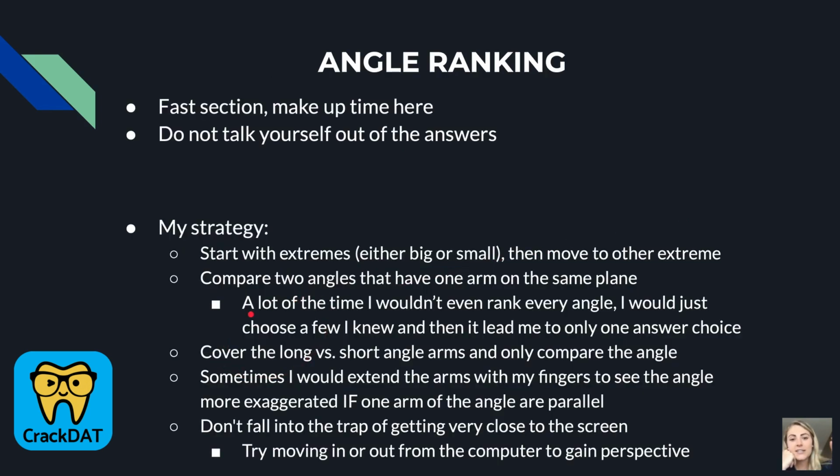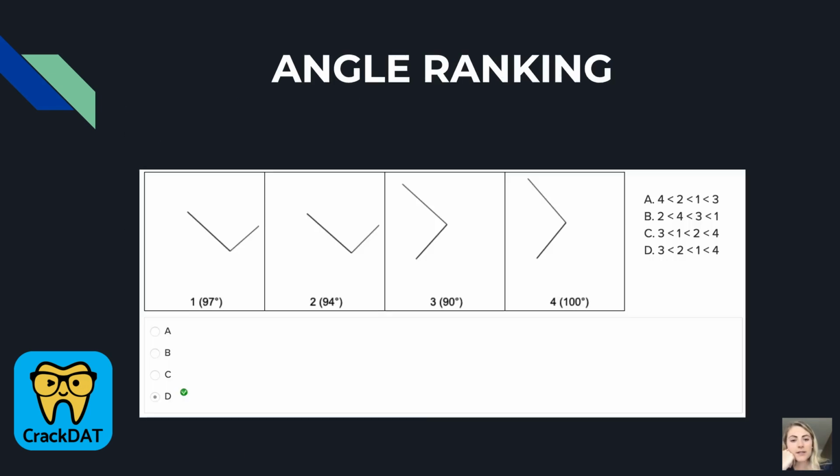Other tips are cover the long versus short angle arms, and only compare the angle. Sometimes they're really egregious, where they have a long arm that goes from here to here. If that's confusing, which it does become, you can cut off the long arm and cover it with your finger literally on the screen, just to compare this tiny angle instead of getting confused by the big arm.